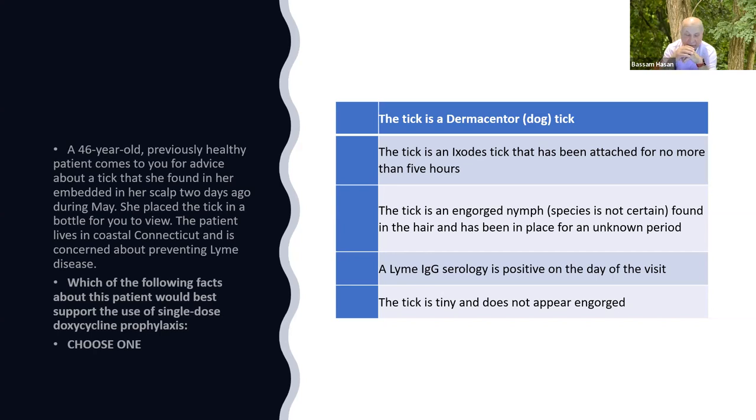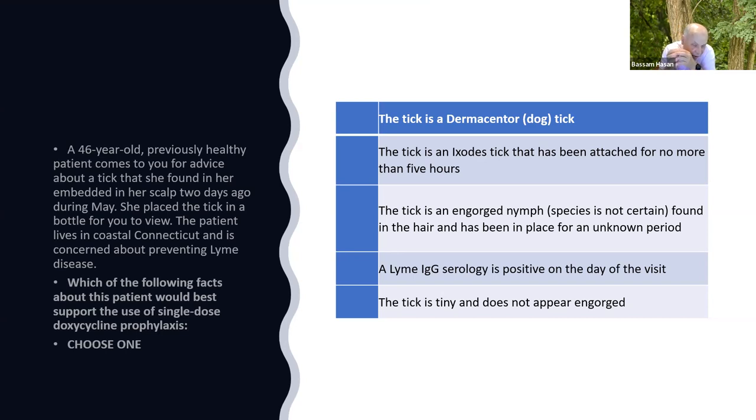We are in the middle of the season of these illnesses, so the tick should be in contact with the skin for a period to cause the disease. They are not giving you the period here. That's a good point, excellent. I think it's number two. Well, the tick is actually the tick that has been attached for no more than 5 hours. But they are not telling you that the tick is engorged or something, right?